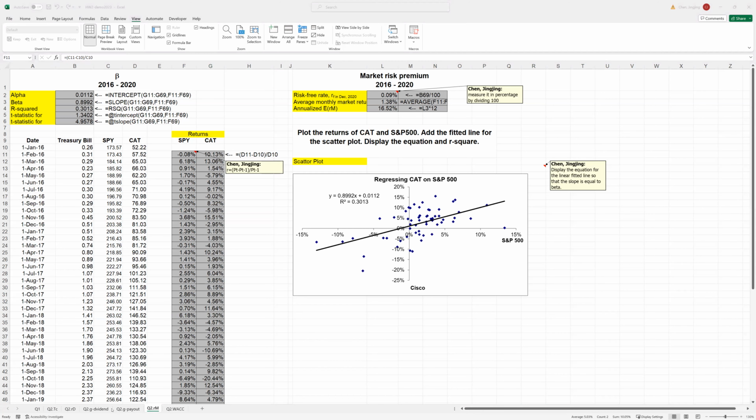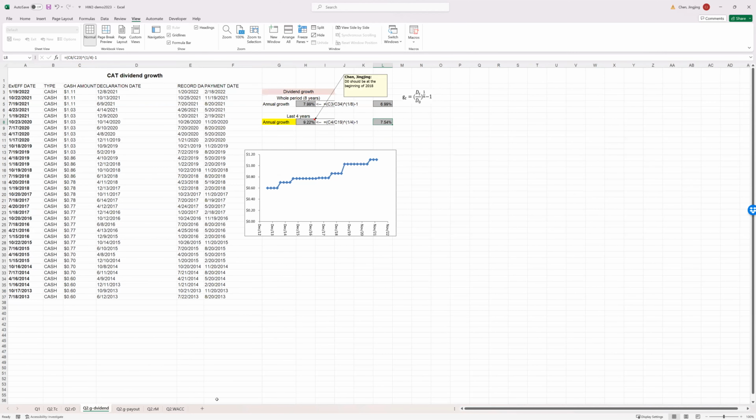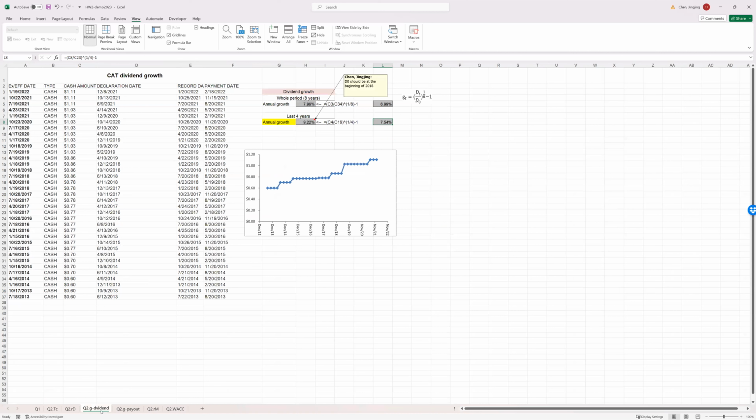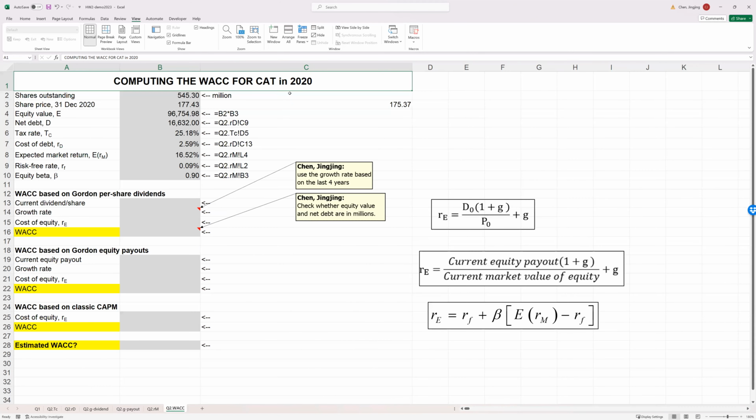And then the next clarification I want to make is the calculation of dividend growth. If you look at the last page, our calculation for WACC is based on 2020. So we want to calculate the WACC for CAD at the end of 2020. Therefore, when we're using information about dividend growth, we shouldn't use any future information after 2020. We should assume that all the available information to us is up to the end of 2020.